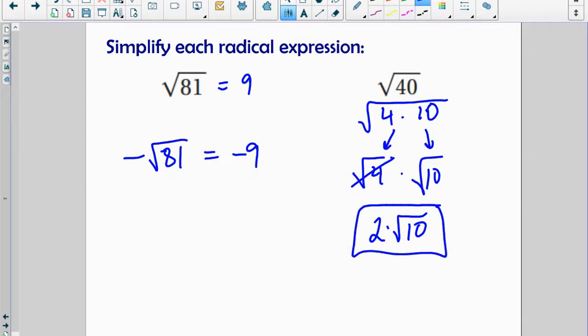Now I don't need the multiplication dot in there. Anytime you have a number directly in front of a radical symbol, or a letter, a variable, in front, it's implied that it's being multiplied together. Just like we normally see, if there's not a different operation symbol there, it is implied multiplication.